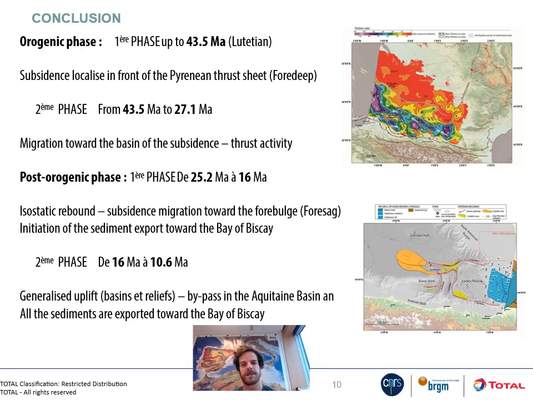During the post-orogenic phase, the establishment of the isostatic rebound caused a change in the subsidence localization and the sediment export dynamic. Between 16 and 10 million years, a large West European event caused an uplift of the entire domain and the export of all the sediment towards the Bay of Biscay.